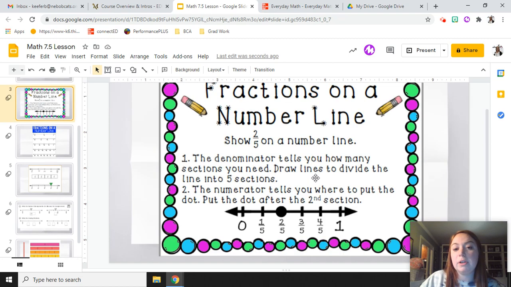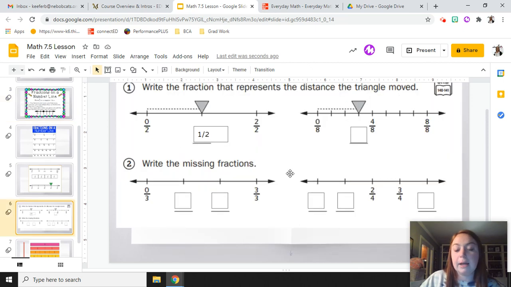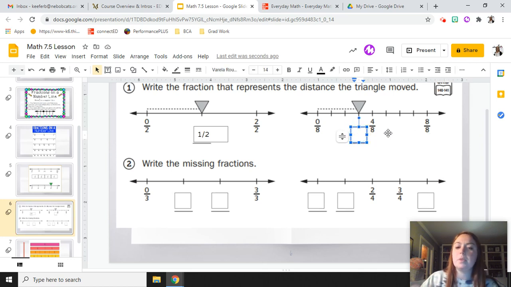So if we go back to our definition of a number line, the denominator tells you how many sections you need to draw. The numerator tells you where to put the dot. Now in this case, we're trying to figure out both. So if I have 0/8, 4/8, and 8/8, what would this one be? Think about what the denominator is and think of how many spaces you have.